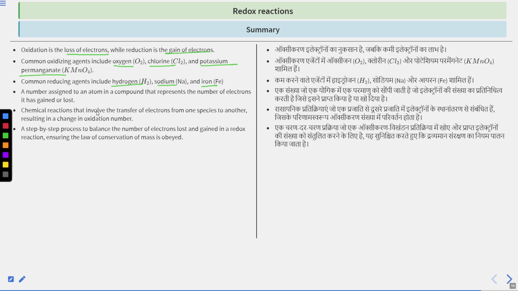A redox reaction is a chemical reaction that involves the transfer of electrons from one species to another, resulting in a change in oxidation number. Balancing is a step-by-step process to balance the number of electrons lost and gained in a redox reaction, ensuring the law of conservation of mass is obeyed. This is the summary of whatever we have studied today.